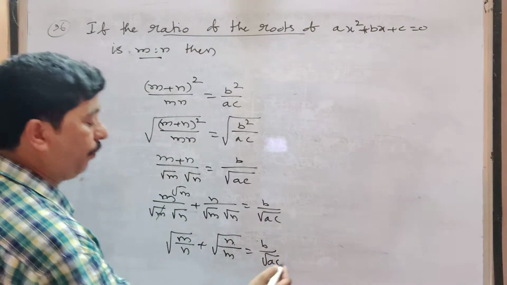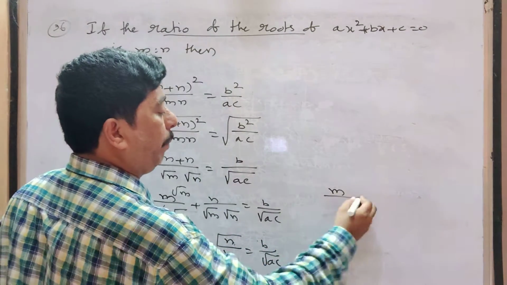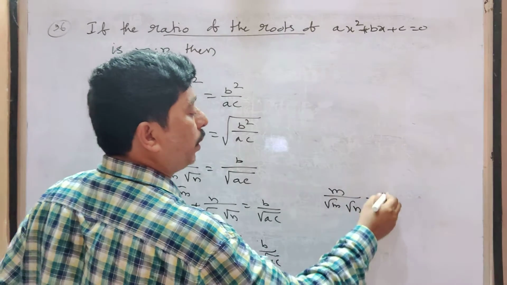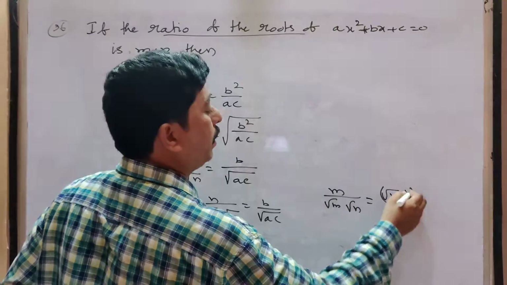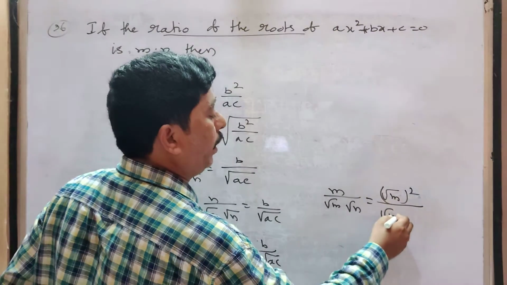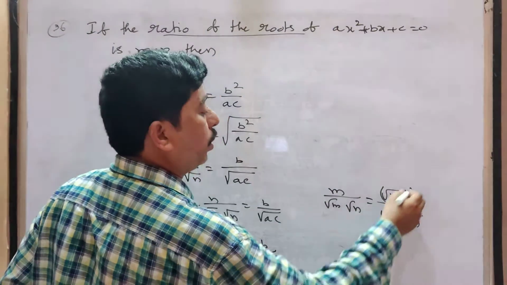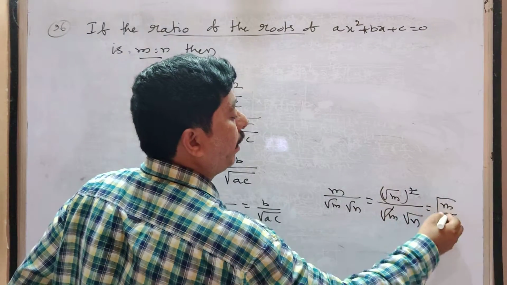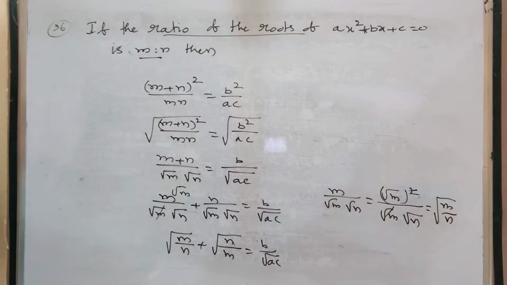Again, I am repeating: m by root m into root n. This m can be written as root m whole square by root m into root n. Square cancel. Root m by root n is root of m by n. Check the solution.